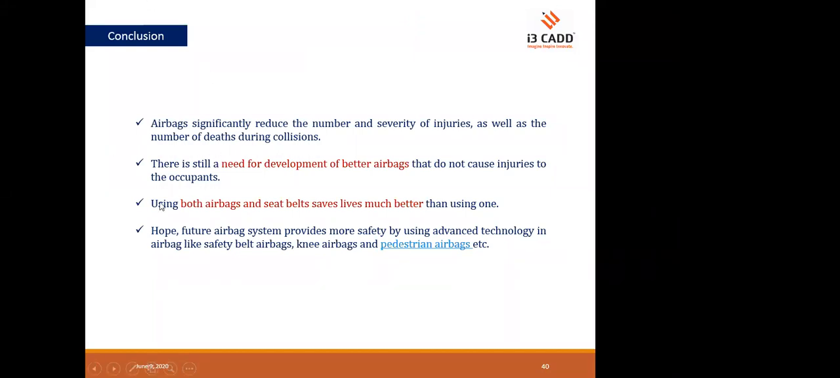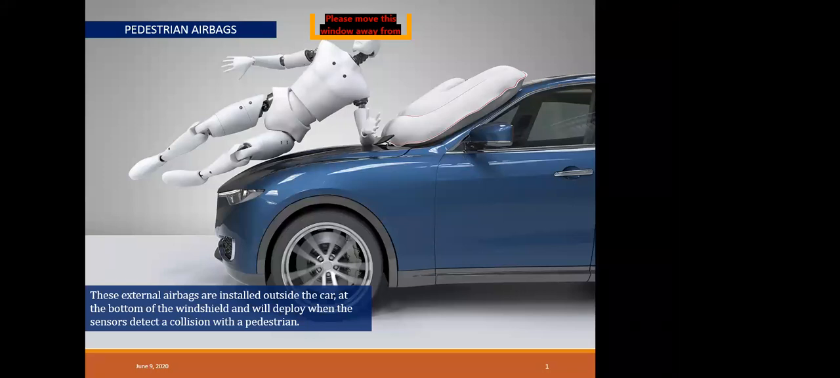Some of the examples are here. First one is your pedestrian airbag. Pedestrian, in Tamil we call it padasarigal. Passengers, payanigal. Pedestrian is padasarigal. Right? Anyone who is cycling or walking may be hit by your vehicle. That time what will happen, the external airbags installed outside the car at the bottom of the windshield will deploy when the sensor detects a collision with the pedestrian, in order to protect the pedestrian. Got it?